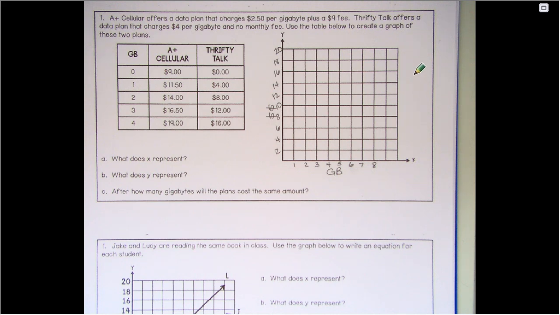This first one talks about a mobile plan. A+ Cellular charges $2.50 per gigabyte plus a $9 fee. Thrifty Talk has a data plan that's $4 per gigabyte and no monthly fee. We're going to talk about what the different items represent and then at how many gigabytes you should be looking at one plan or the other.